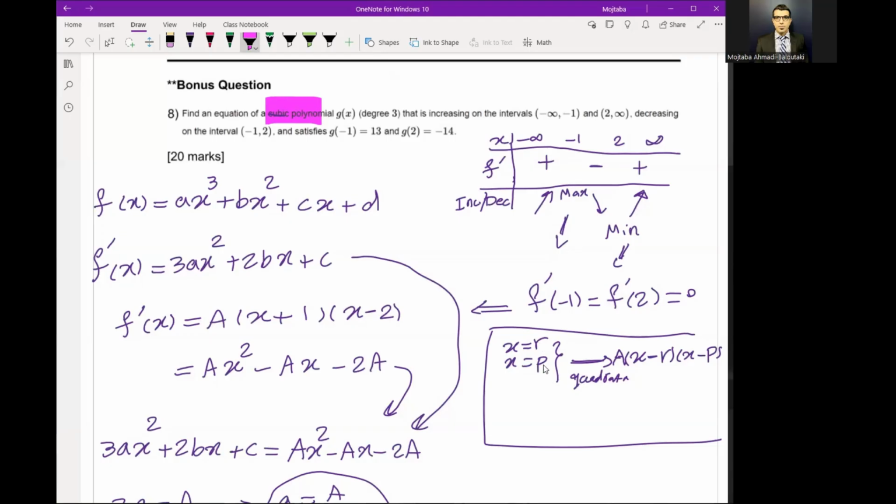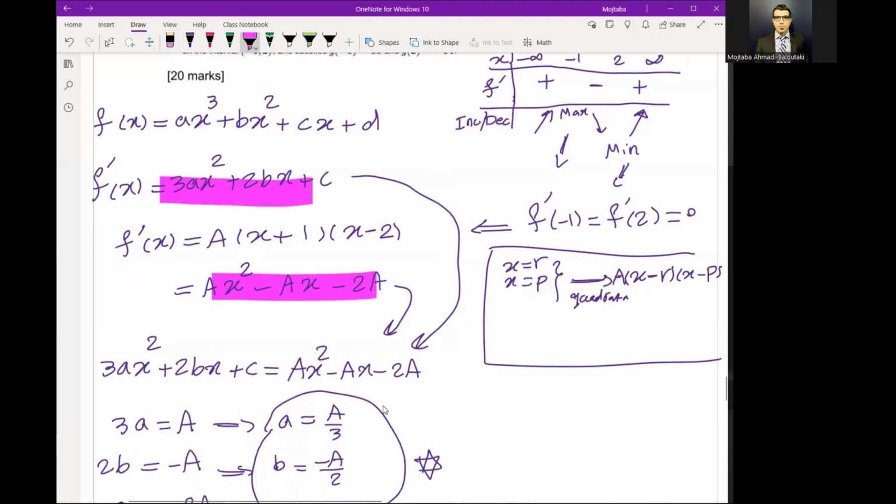Whenever we have a quadratic equation with two roots, r and p, we can write it in the form of x minus r, x minus p, the roots, and then times the leading coefficient, A. Now, A we don't know, and remember, it's different from this lowercase a, so this is an uppercase A. The roots are -1, so that would be x minus -1, and 2, x minus 2. So we can write it in this format. We have f prime in one format and in the other format. They're equal to each other.